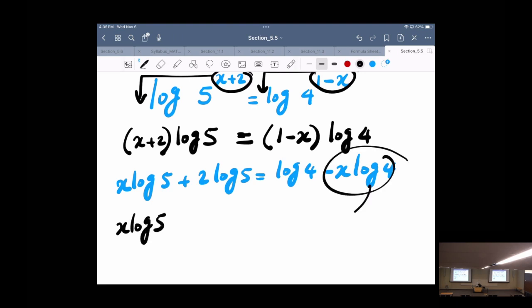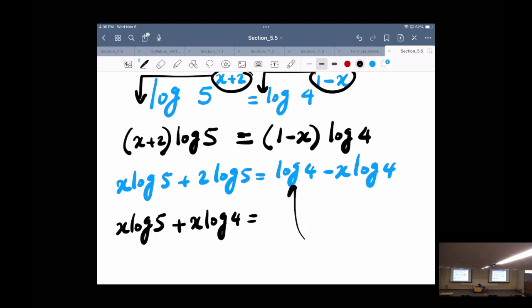We're going to move this one from right to left. When we do that, it'll change from negative to positive, x times log of 4. Then on the right side, we keep log of 4 where it is. Then we move this 2 log of 5 from left to right, right? Because we're isolating the x terms from the constant terms. Don't forget to change this algebraic sign from positive to negative when you move plus 2 log 5 from left to right. So it's going to be minus 2 times log of 5.